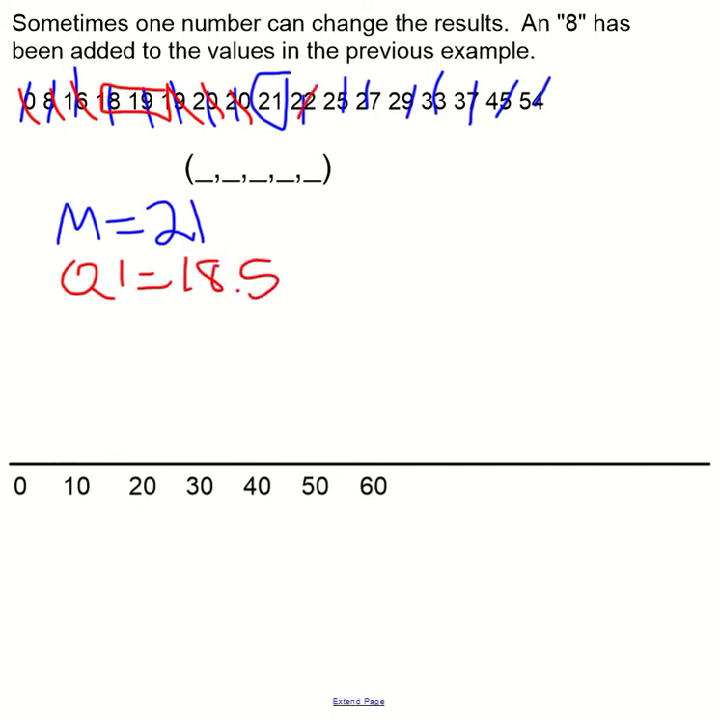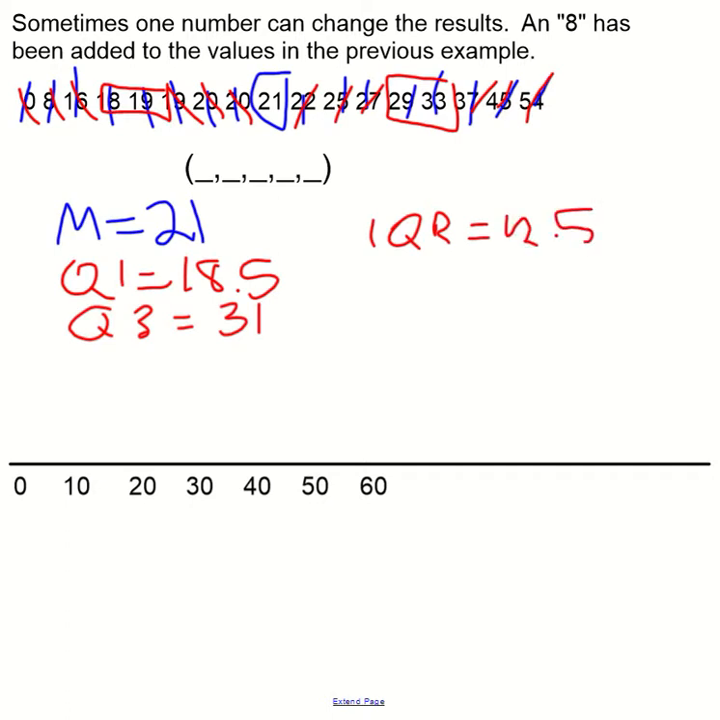Do the same thing up here. It's going to be the average of 29 and 33, which is 31. So our Q3 is 31. Now we need to find the interquartile range, that's Q3 minus Q1. So 31 minus 18.5, the IQR is 12.5. Now we take 12.5 times 1.5, and we get 18.75. We add and subtract it.